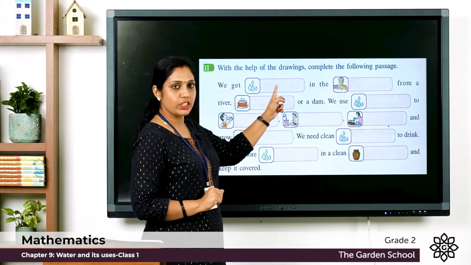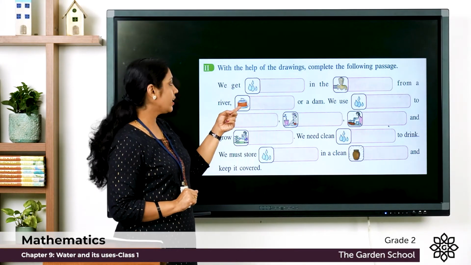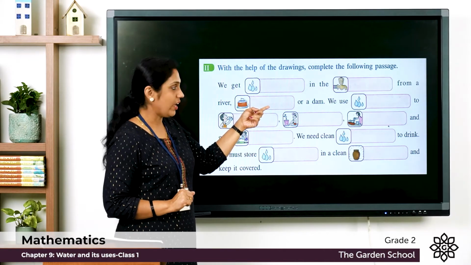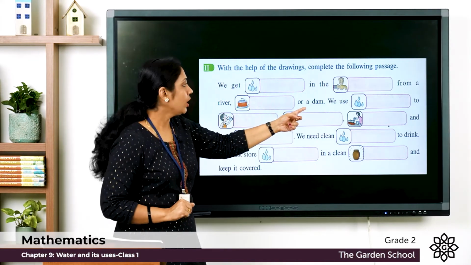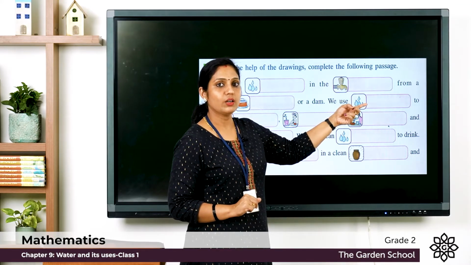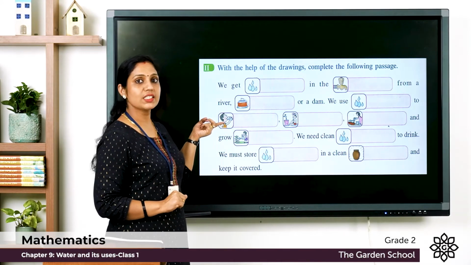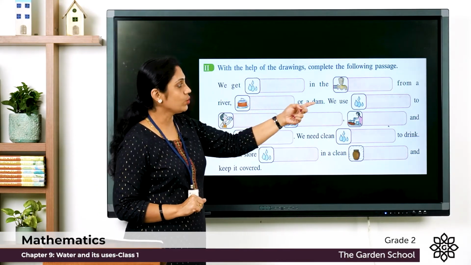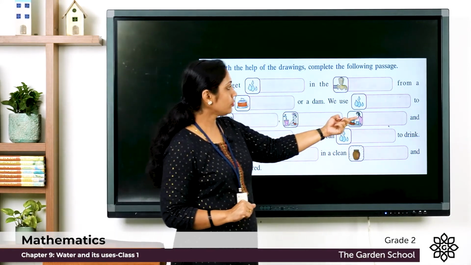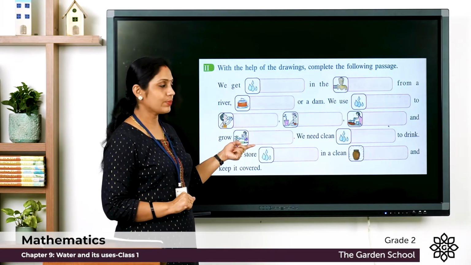We get water in the tap from a river, and look here the picture of a well is given. So you can write here well or a dam. We use again the picture of water. So again you can write here water. We use water to, what is this? Drinking, right? So we use water to drink, bathe, cook and grow plants.